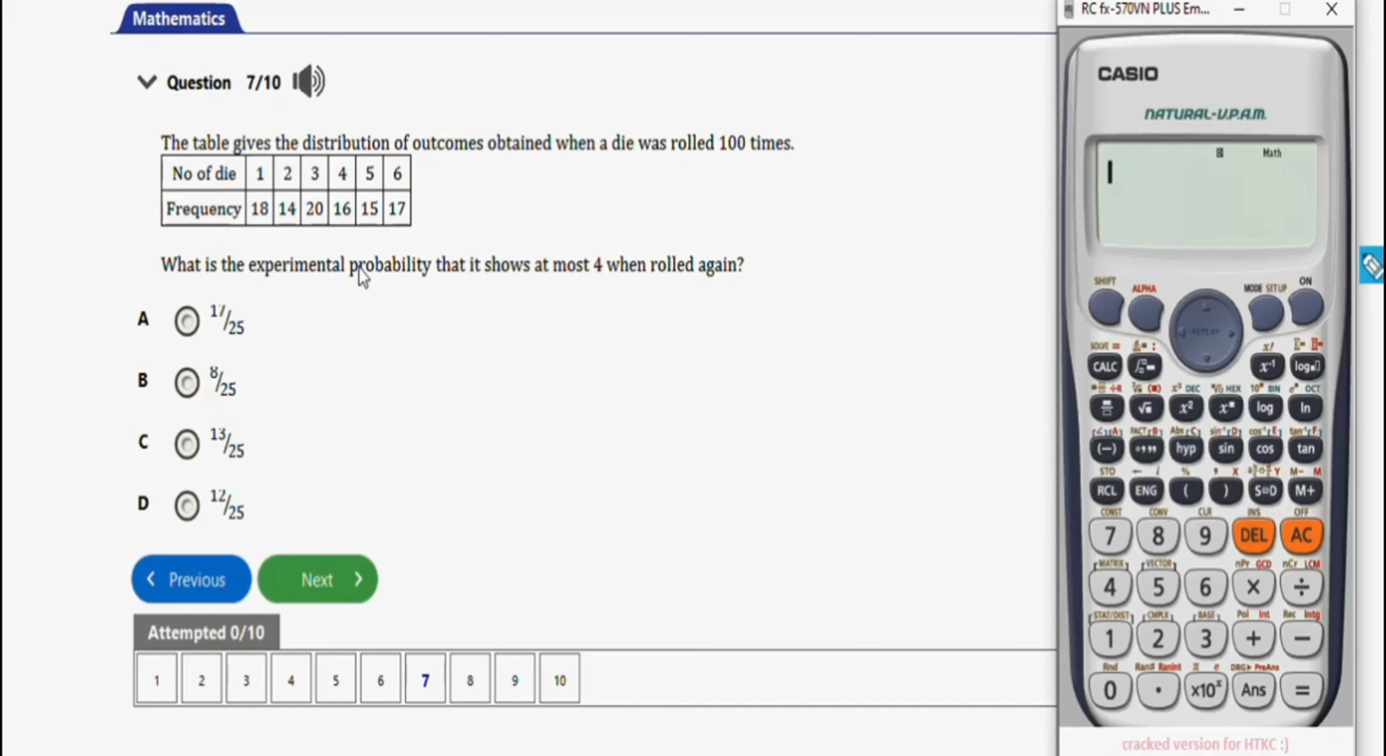At most means values from 1 to 4, whereas at least would have been values from 4 to 6. So always note the difference. At most will be values from 1 to 4. Had it been at least, it would have been values from 4 to 6. So at most now, we have 18, the number of times the die showed 1, plus the number of times it showed 2, which is 14.